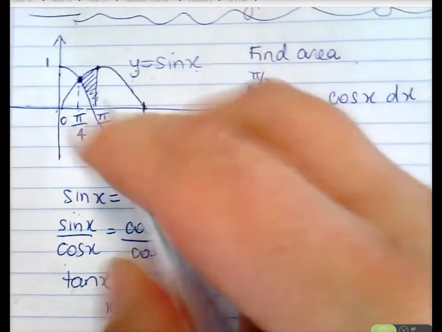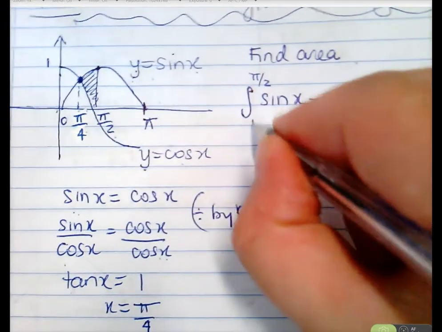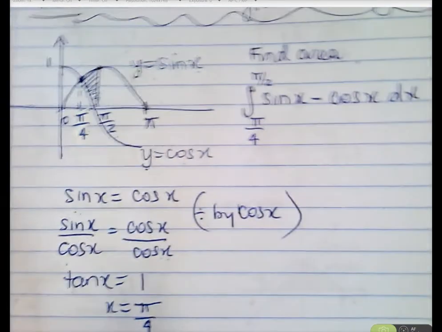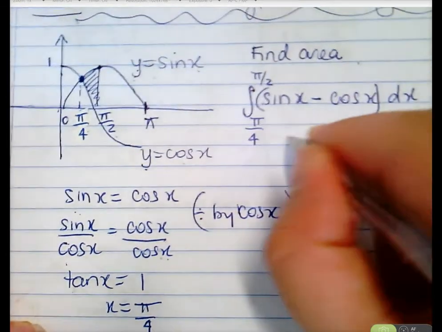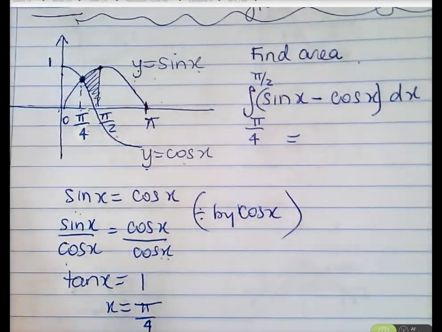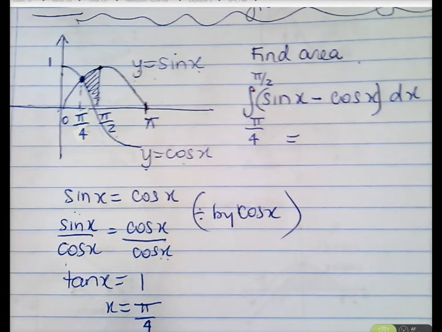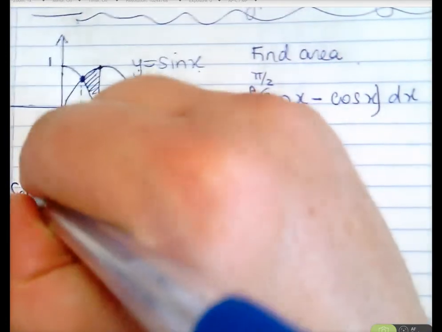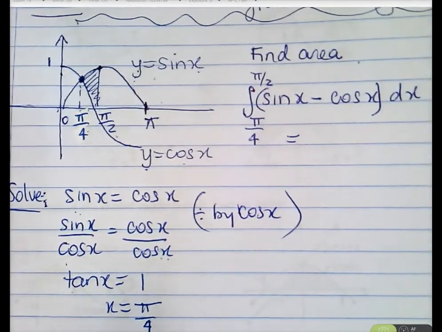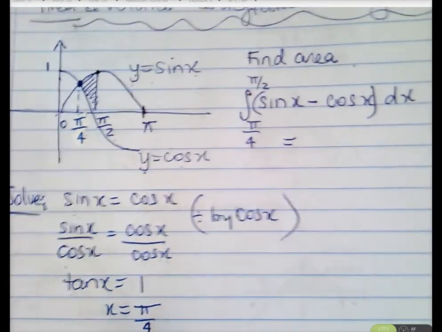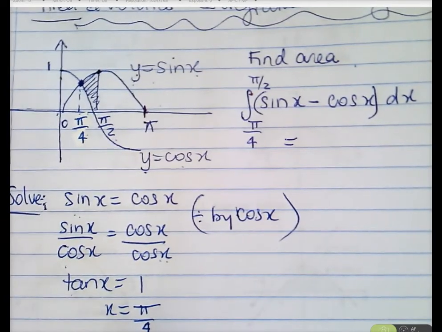So the area will be, the x values are pi on 4 and pi on 2, the integral of sine x minus cos x dx. Because that's how you solve the equation sine x equals cos x. We did it last year, but you've forgotten. Guys, be careful.